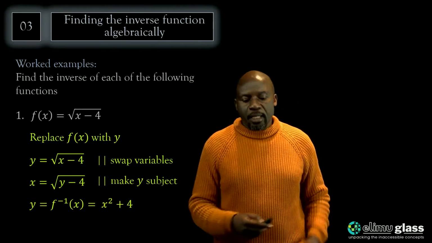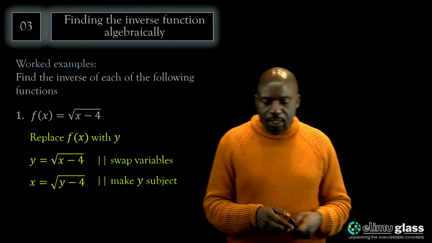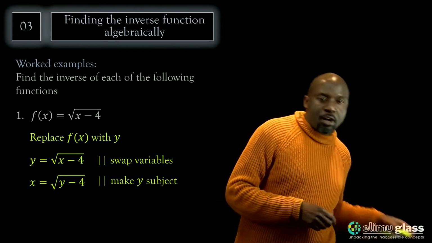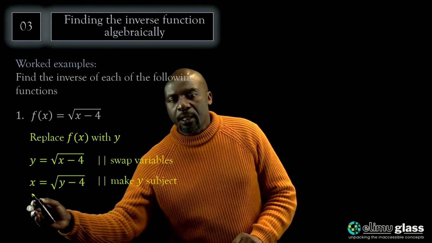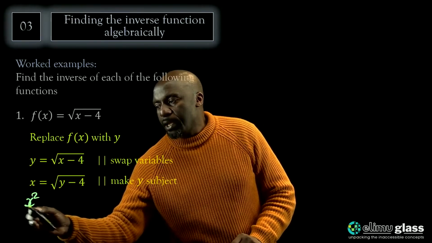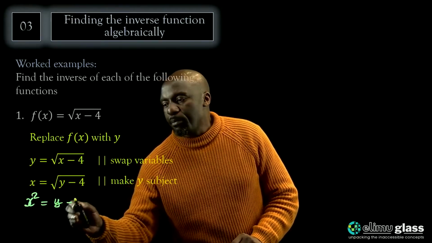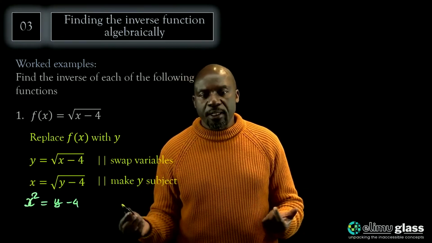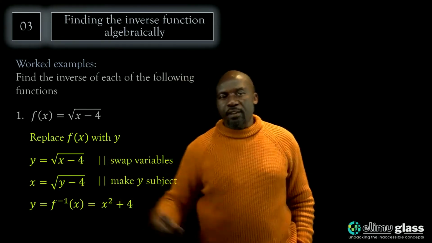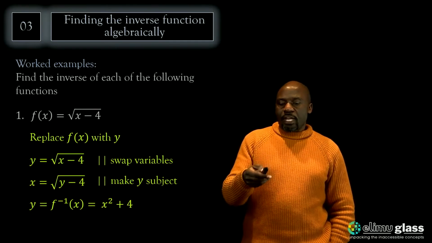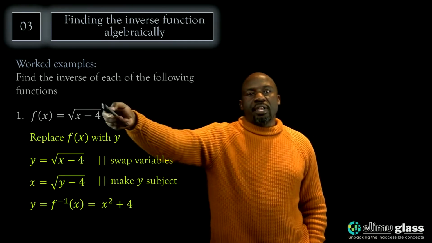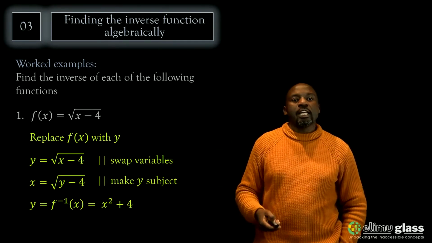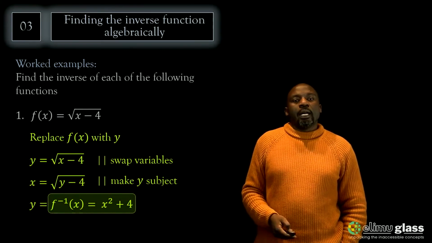We end up with, maybe I should have done that step first before moving on. So we get here, we end up with x squared equals y minus 4. So squaring both sides ensures that the square root sign disappears. This is minus, so when we move it to the other side, it becomes a plus. And so that is the inverse function of that function f of x. Okay? Let's see another one.